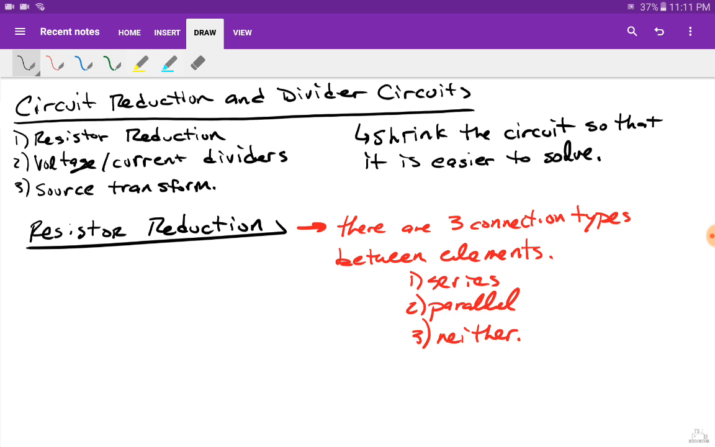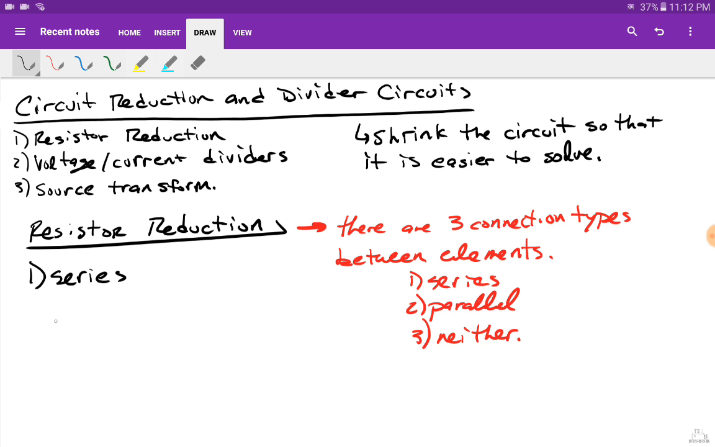If there are 3 ways to connect all elements, then there are 3 ways to basically connect resistors. Elements can combine with other elements of the same type. What that means is resistors can combine with other resistors. Voltage sources can combine with other voltage sources. Current sources can combine with other current sources, and they all have their rules on how they can combine. All right. So what we're going to first learn is the series connection.